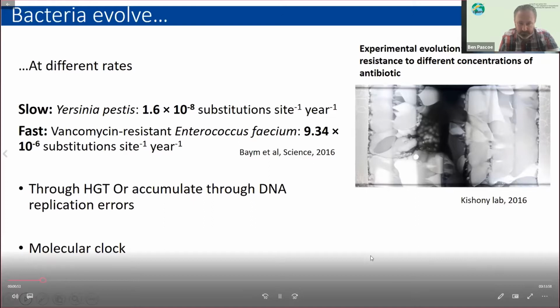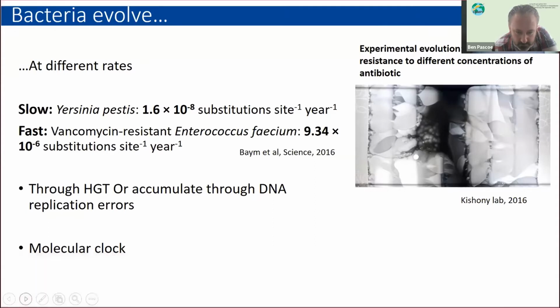Bacteria can accumulate genetic variation in the genome by two different mechanisms. They can either take up DNA from their environment and incorporate it into the genome through recombination, through horizontal gene transfer, or they can accumulate point mutations through DNA replication errors. This accumulation of molecular change over time can also be termed the molecular clock. An example in the lab where we've seen bacteria evolving in real time is the image to the right, where E. coli were evolved to become more resistant to higher concentrations of antibiotic over time.